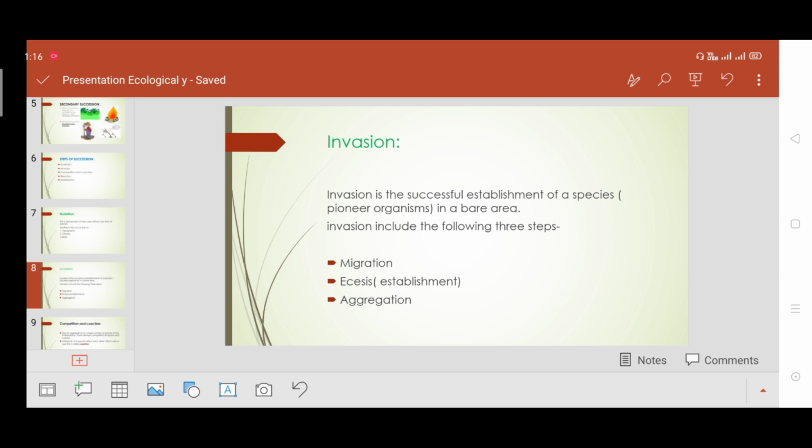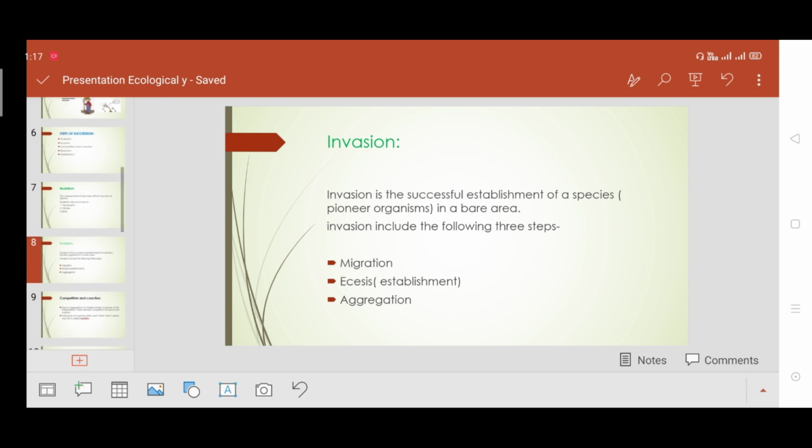Invasion. Invasion is the successful establishment of a species in bare area. Invasion includes the following three steps: migration, ecesis, and aggregation.